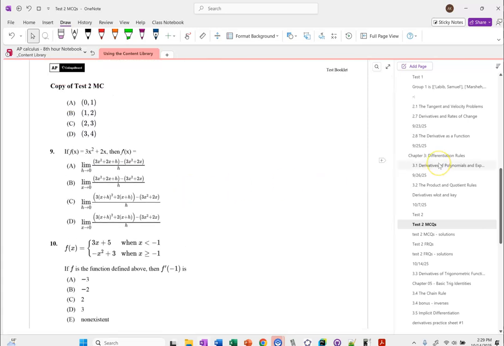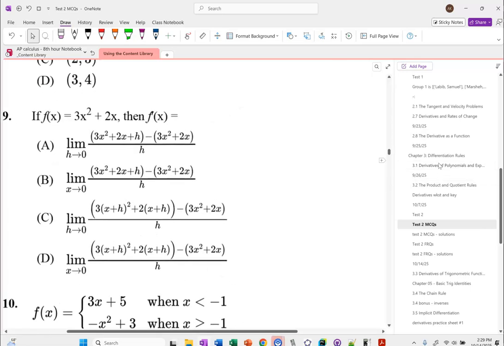Oh, here's a good one. Number 9. f of x is 3x squared plus 2x. What's the derivative? C. Whoa, this goes way back. C, correct. What's the difference between C and D? The x and h on the denominator. Oh, yeah. Perfect. Thank you. It's like, what the heck is the difference?